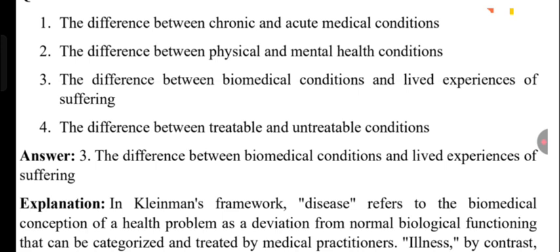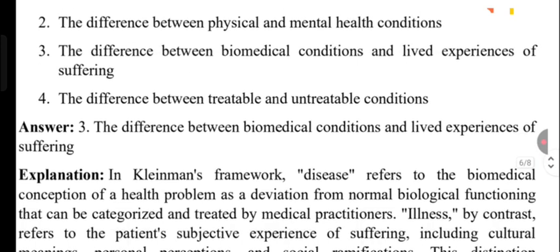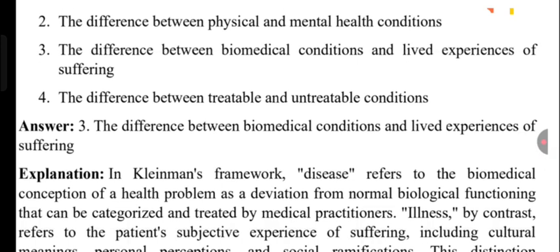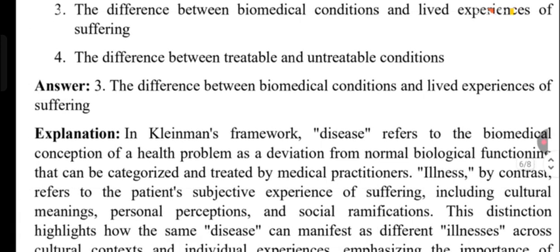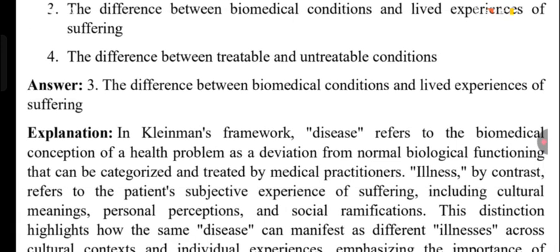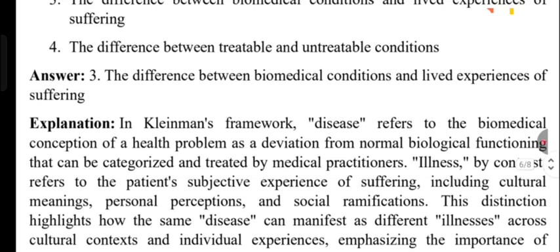And the explanation is, in Kleinman's framework, disease refers to the biomedical conception of a health problem as a deviation from normal biological functioning that can be categorized and treated by medical practitioners. Illness, by contrast, refers to the patient's subjective experience of suffering, including cultural meanings, personal perceptions, and social ramifications. So from this explanation we can find what is meant by illness and what is meant by disease according to Kleinman.